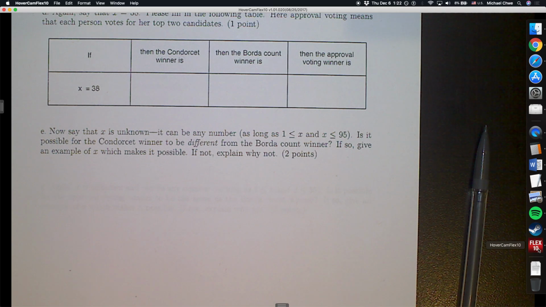In this case, when x is 48, B is the Condorcet winner. So let's try. Do you want to try 45 or 46? Want to try 46? Let's try 46. In this case, how many Borda count? Let's do the Condorcet winner first.